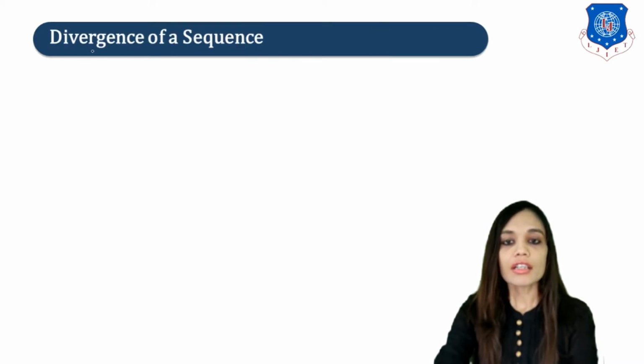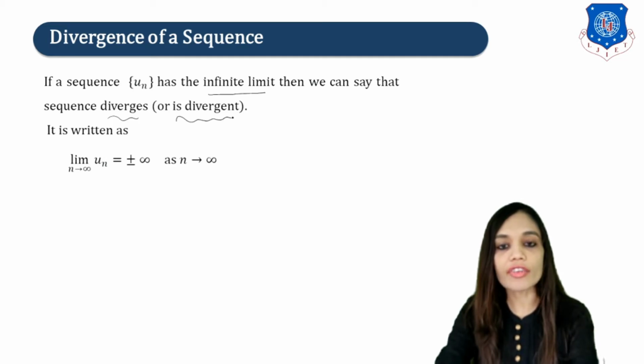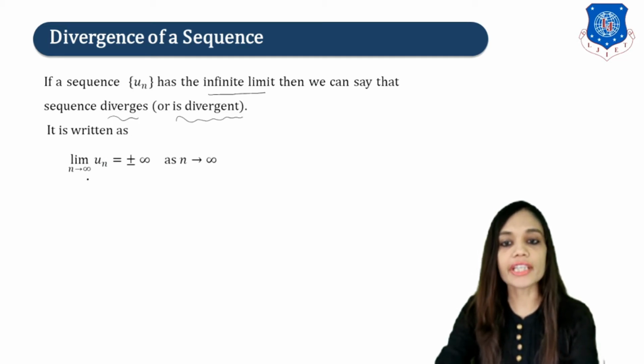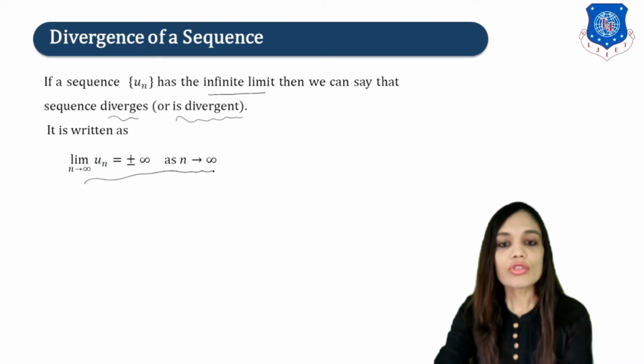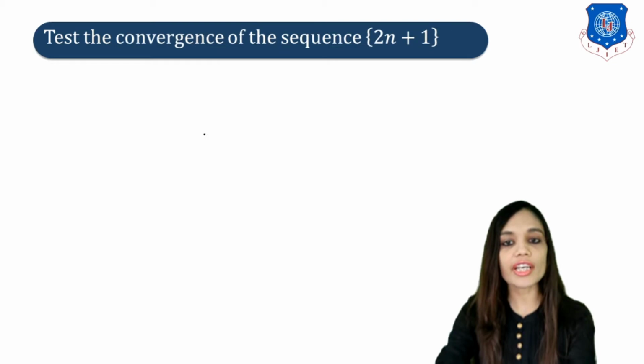Next, let us study the definition of divergence of a sequence. So if a sequence u_n has an infinite limit, then we can say that the sequence diverges, or it is divergent. So it is written as limit n tends to infinity u_n is equal to plus or minus infinity as n tends to infinity. So if the limit of u_n is infinite, then we can say that it is a divergent sequence. Now let us study one example. Here we have to test the convergence of the sequence 2n + 1.